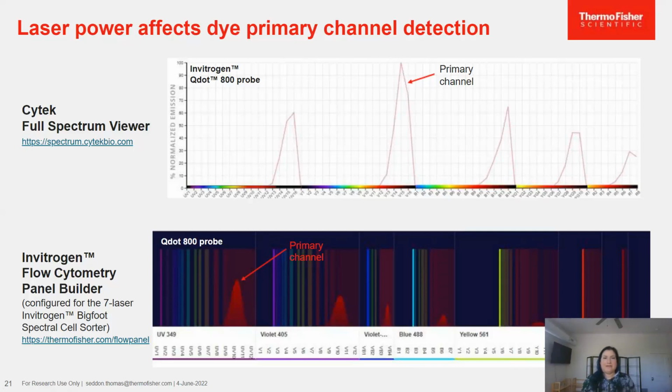However, when you look at the Invitrogen flow cytometry panel builder, this is showing you the 7 laser Bigfoot sorter. You can see that the Q800 would be predicted to have its primary excitation coming off the UV laser and less off the violet, because these lasers are both 100 milliwatts. So when you're using that equivalency, that's what you have.